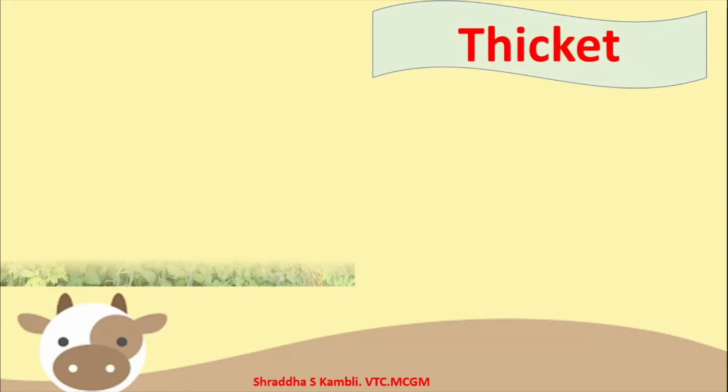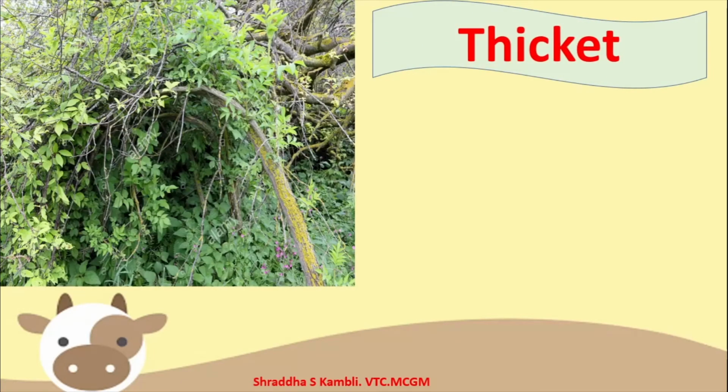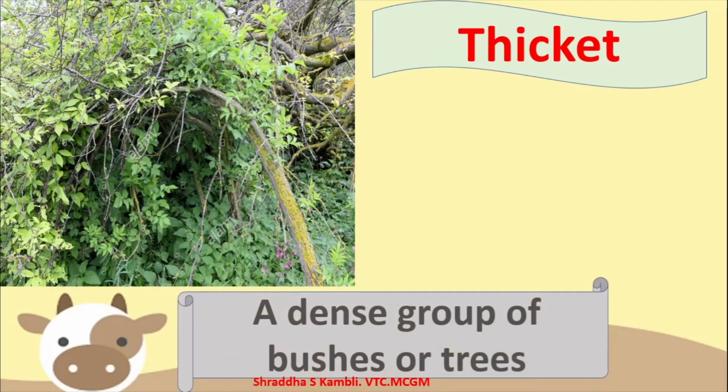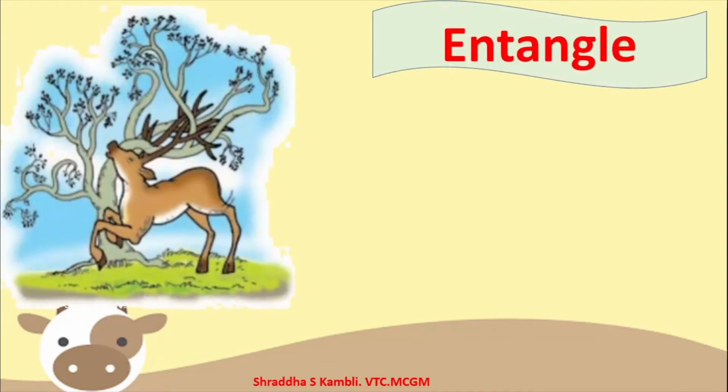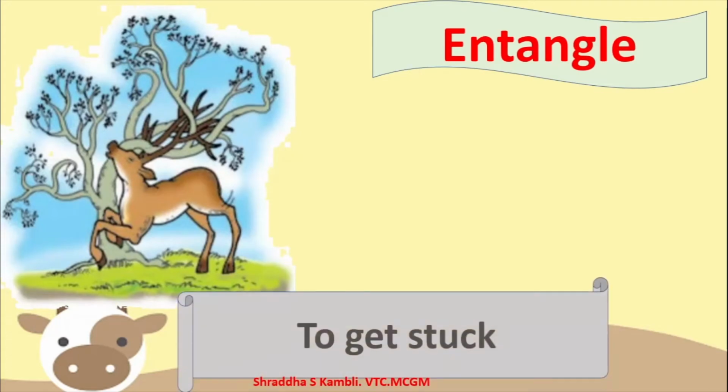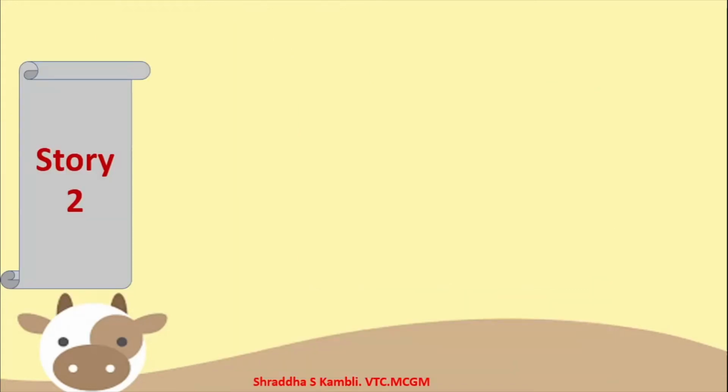Now let us go to the last meaning here, that is thicket. So see, this is a thicket. A thicket means what? A dense group of bushes or trees. So imagine if the deer goes into this thicket with his antlers, they will all get stuck up there, isn't it? So the meaning of thicket is a dense group of bushes or trees. And then you have entangle. Entangle means what? Getting stuck. So the deer's antlers got entangled in the thicket. So that was the story of the deer for you.